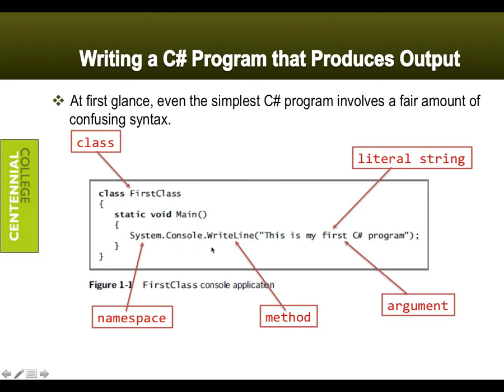So System.Console.WriteLine, we're good to go. And it's labeled here. Here's our class, here's our namespace, here's our method, WriteLine, here's our argument. That's something you've never heard before, argument, right? And this is our literal string. An argument is almost like what we're going to send into the method. We're sending into the method this string literal that says this is my first C# program.